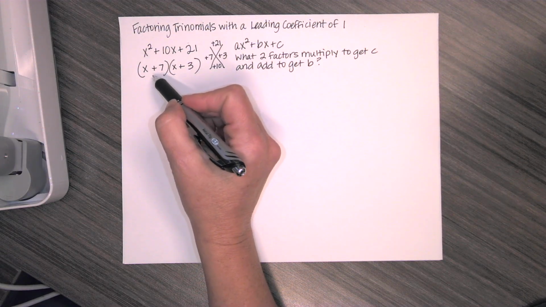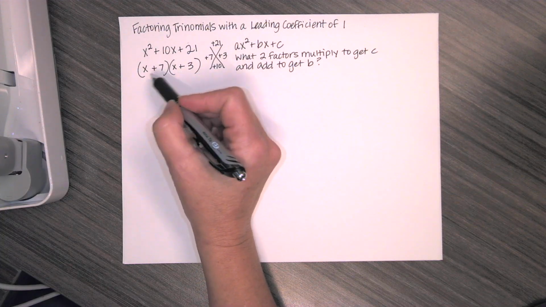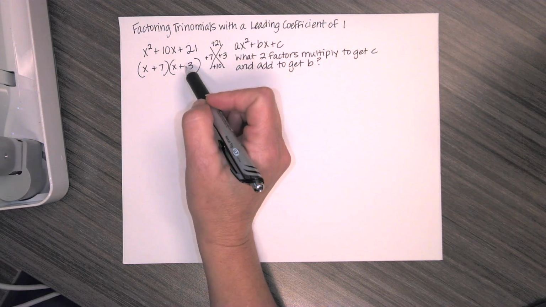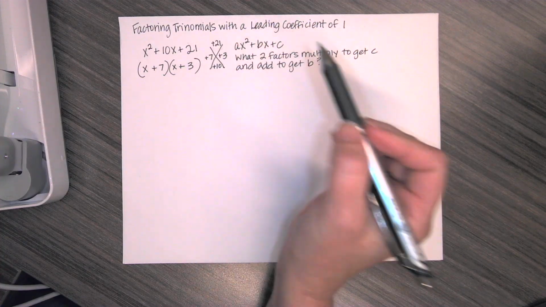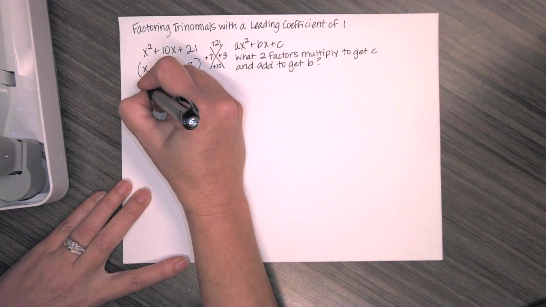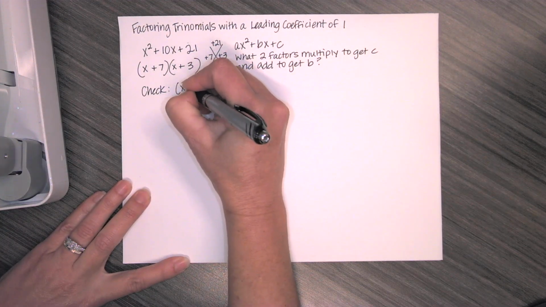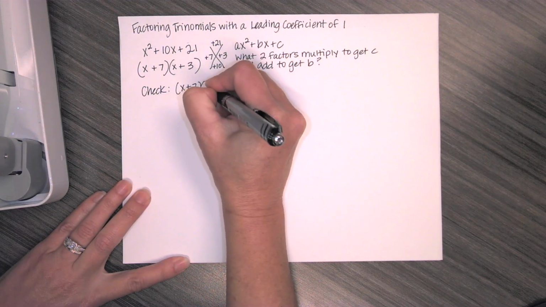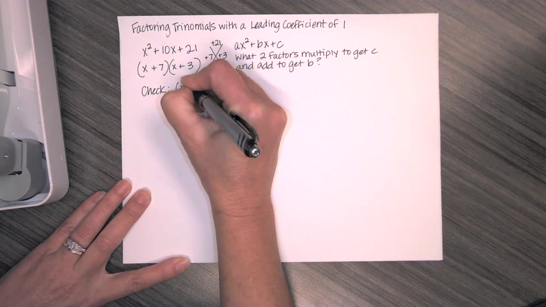The order in multiplication does not matter due to the commutative property. So if you put x plus 3 and then x plus 7, that's still going to give you this answer when you multiply it back out. And that is in fact how you would check to see if your answer was correct. You would multiply these two binomials together using the distributive property.